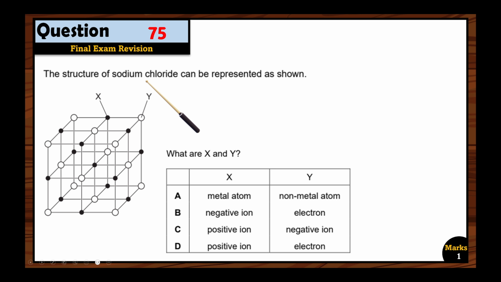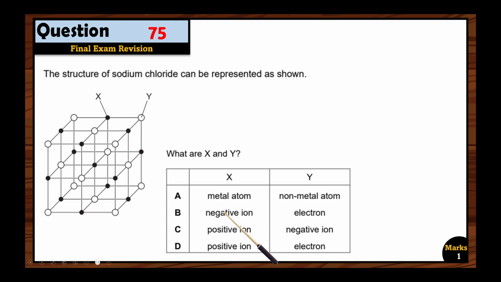Question 75. The structure of sodium chloride can be represented here. You can see, right? One is sodium and one is chloride. What are X and Y? Now you have to see the structure. One is a metal ion and the other one is a non-metal ion, right? So let's see. This is metal atom, non-metal atom. That's wrong, right? Because they are not atoms, they are ions.